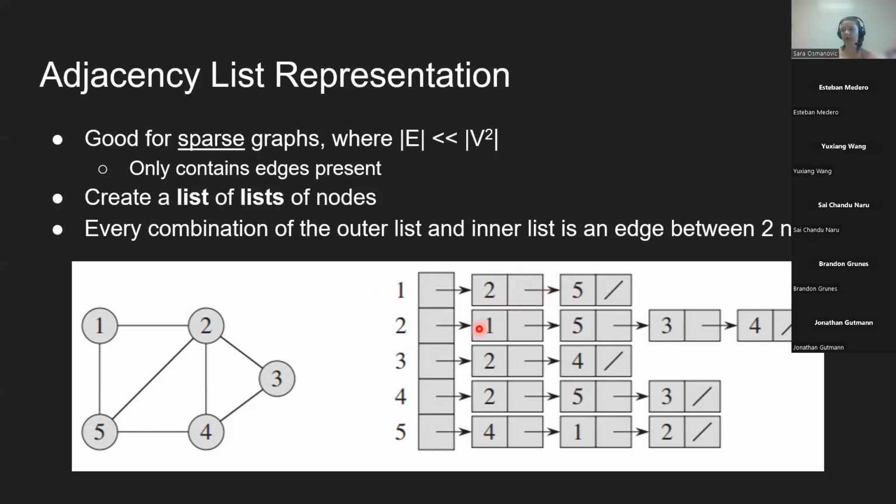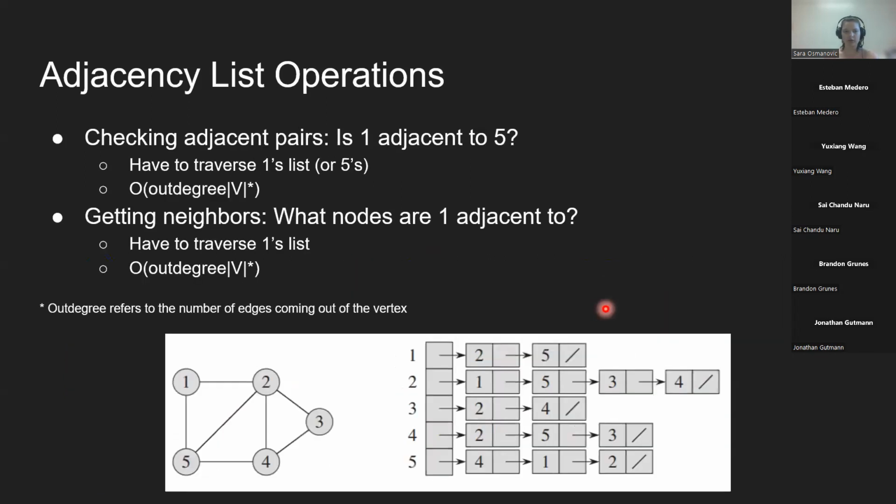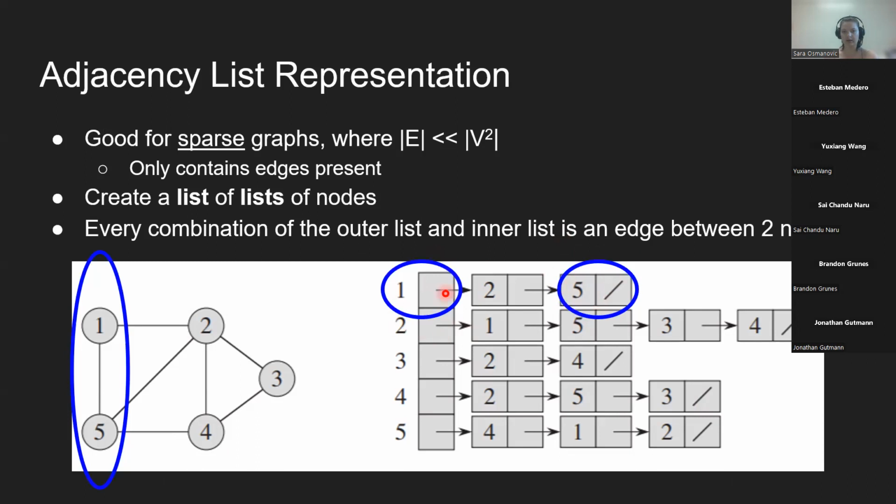The lists don't have to be linked lists. They can be vectors, arrays, whatever makes it easier for you to implement. In fact, I'm pretty sure I've seen all of it on project 2. And all you have to think about is the direct edge from these nodes to this node or vertex. So here's the little visual representation. This edge is represented by 1 and 5, or 5 being in the list at index 1.